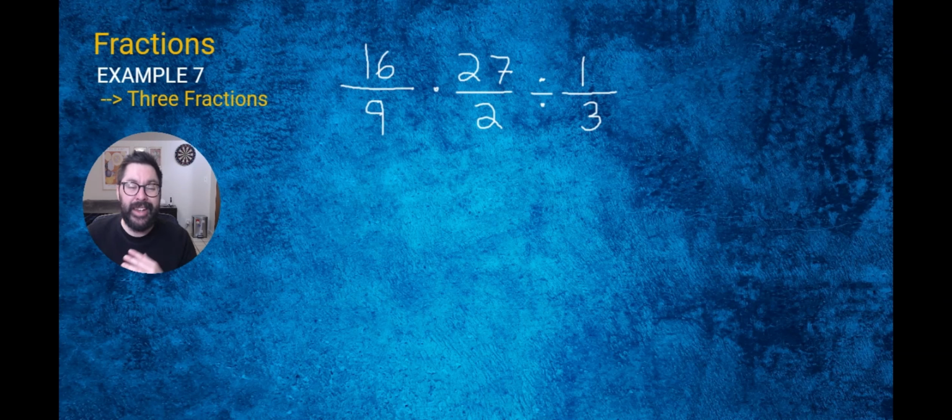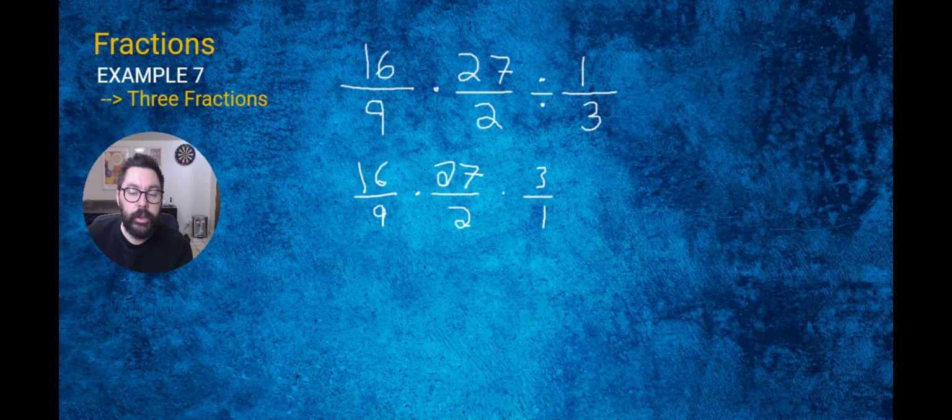Remember, it's got that same but opposite relationship with times. So let's just rewrite our problem. We got 16 over 9 times 27 over 2. And we're going to take this last fraction because we're dividing by a third. We're going to flip it upside down, 3 over 1, and then make it times.